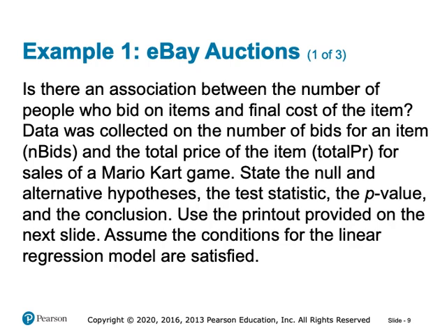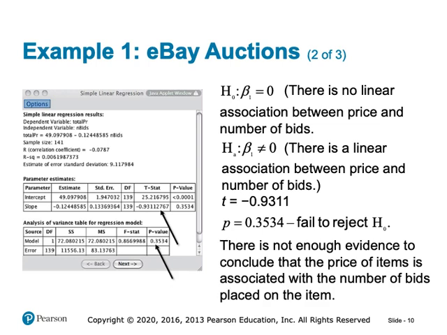If the p-value is large, we will not reject the null hypothesis, suggesting that the number of bids may not significantly affect the final price. In the next slide, we will look at the specific results from this analysis, including the test statistic and p-value, to make our final conclusion. Let's now take a closer look at the results from our eBay auction example, as presented in the output from the statistical software. We began with the following hypotheses.